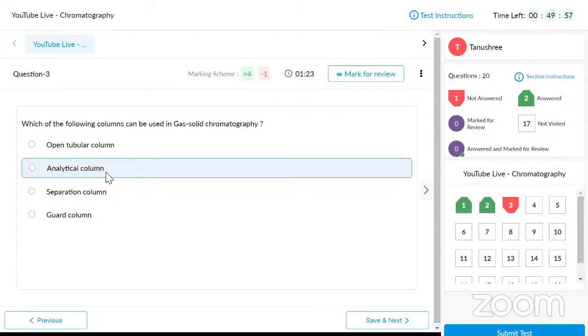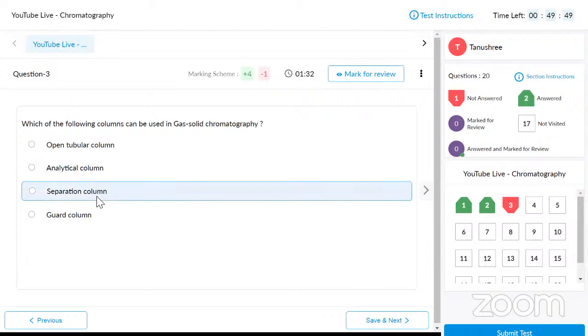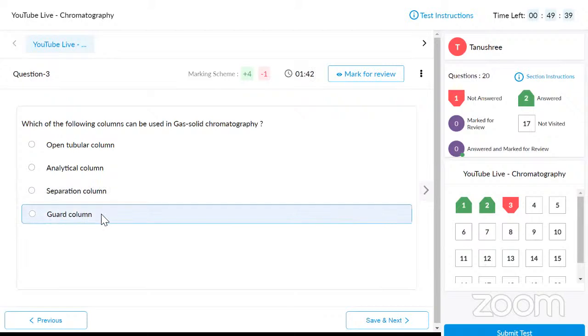It can also not be a separation column, because an analytical column and a separation column are basically the same thing with just different terminologies. So a separation column is also a column which helps to separate your sample, maybe qualitatively or quantitatively. Again, a separation column requires a liquid mobile phase, so it cannot be your answer.